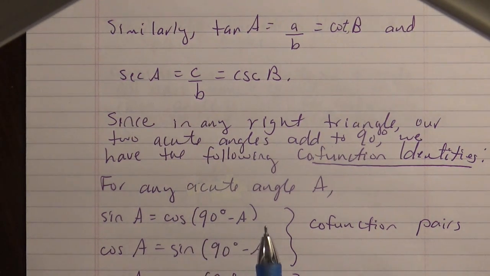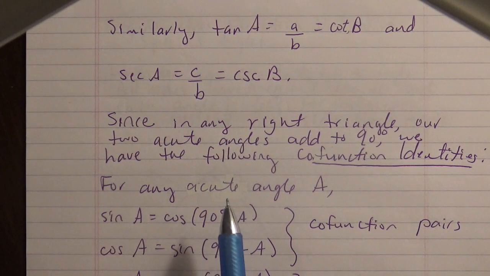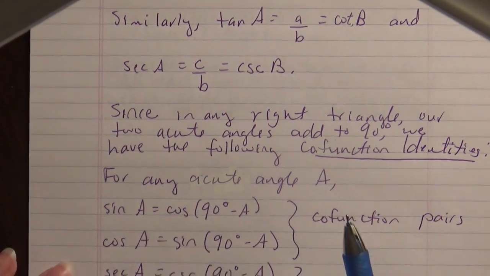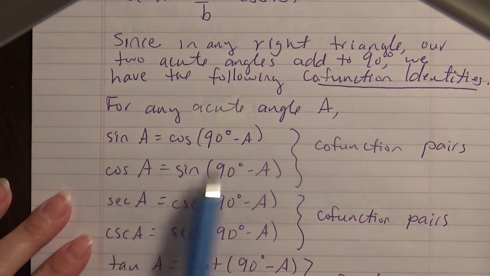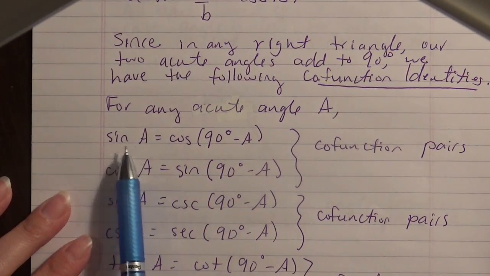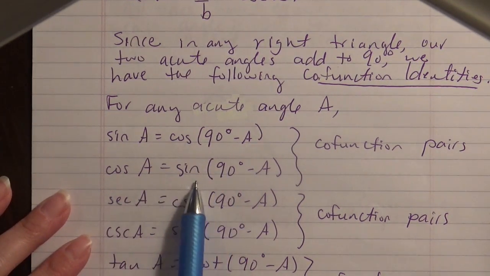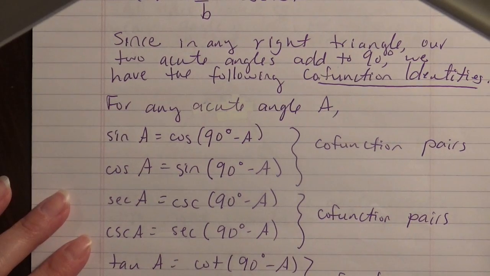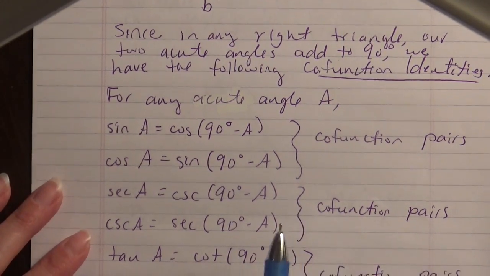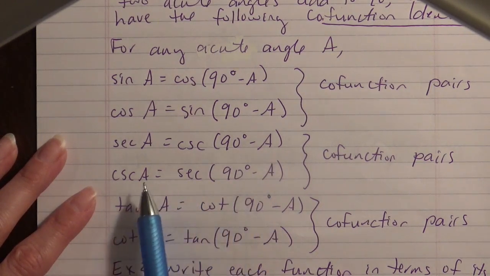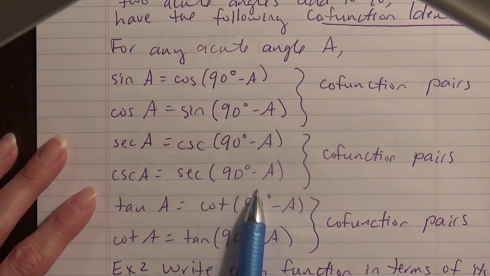Since in any right triangle our two acute angles add to 90 degrees, that means that we have cofunction pairs. Sine A equals cosine of 90 minus A. Cosine A equals sine of 90 minus A. Then you have the cofunction pair secant A equals cosecant of 90 minus A, and cosecant A equals secant of 90 minus A.